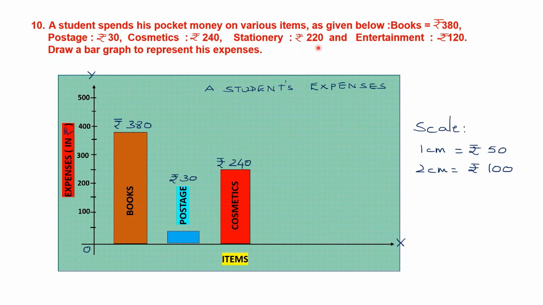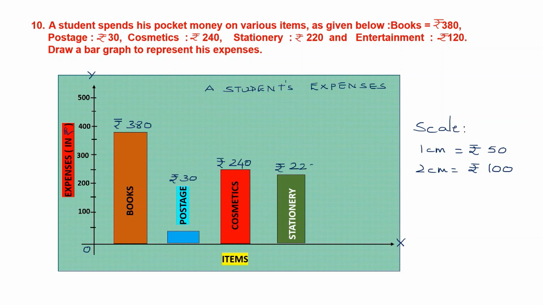Now look out for the next one, that is stationery. Stationery is 220. That means it's below 240. It's above 200. Okay, so we're going to do that in line with 220 rupees. So that is our next bar. This is the next one and this is stationery, which is 220 rupees.